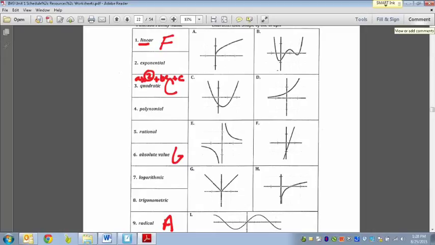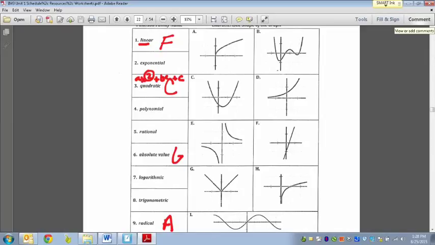cross the x-axis. So a polynomial, rather than being just in 2 places, could be 2 or more, meaning it's going to have lots of twists and turns in it. A polynomial is going to have a lot of twists and turns, which letter I and letter B definitely do.